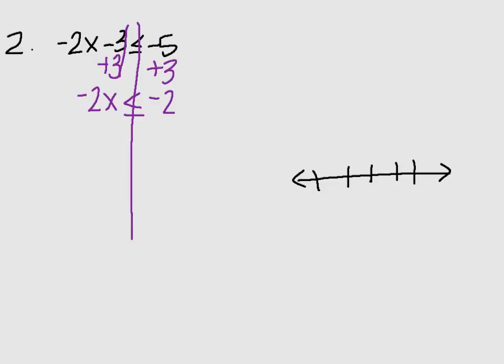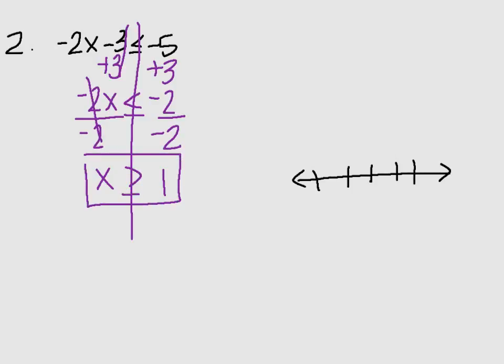Now I need to get rid of that times negative 2, so I divide both sides by negative 2. On the left, my negative 2's will cancel, and I'm left with x. On the right, negative 2 divided by negative 2 is positive 1. Before I drop down my sign, I ask myself, did I multiply or divide by a negative to both sides? The answer is yes, so my inequality sign flips to a greater than or equal to sign.